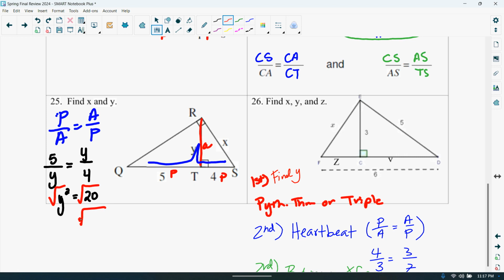This is not a perfect square, but 4 times 5, 4 is a perfect square. So my y, because I'll take that out, would be 2 root 5.